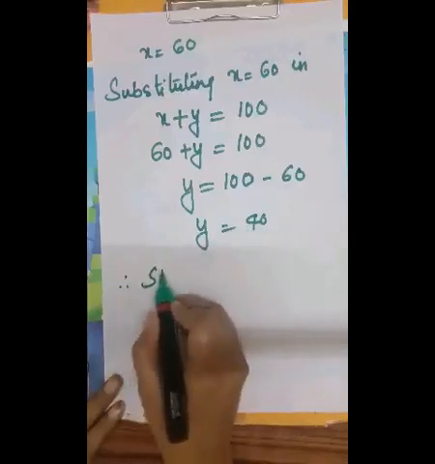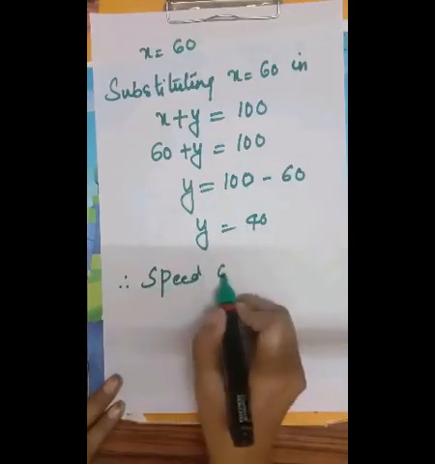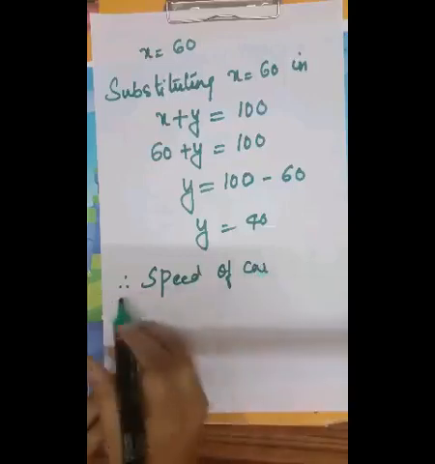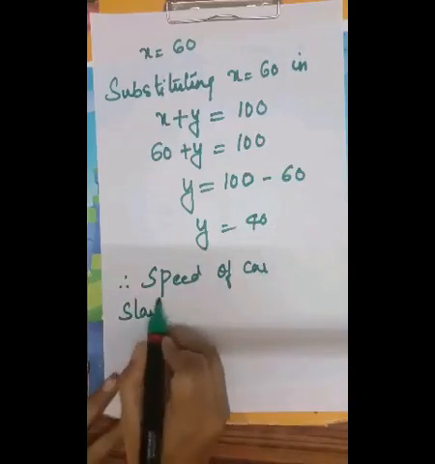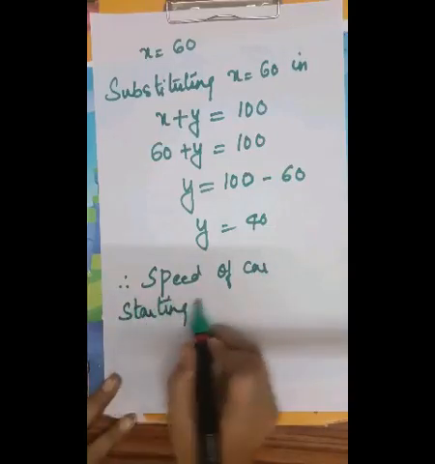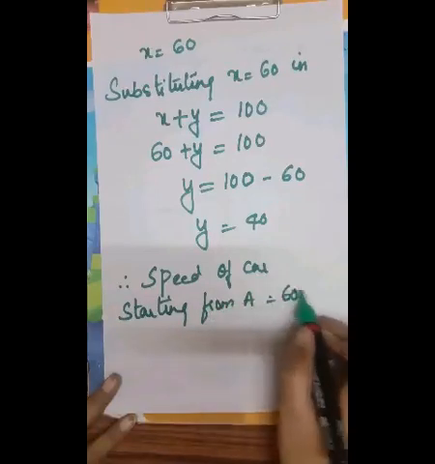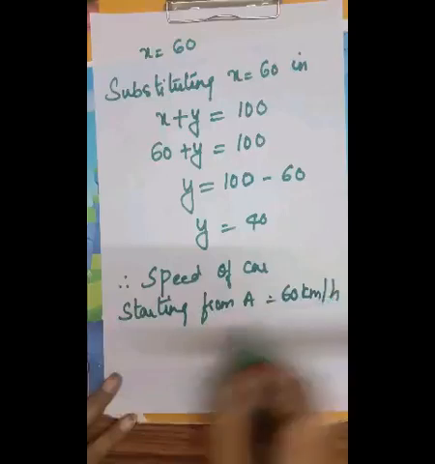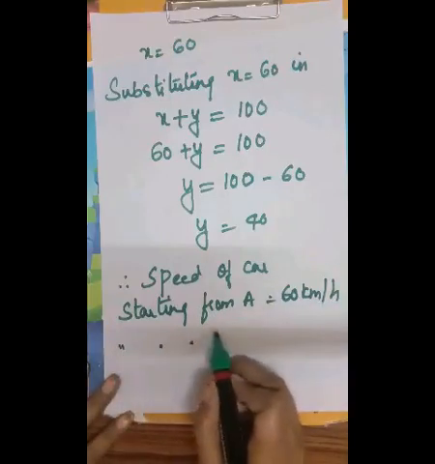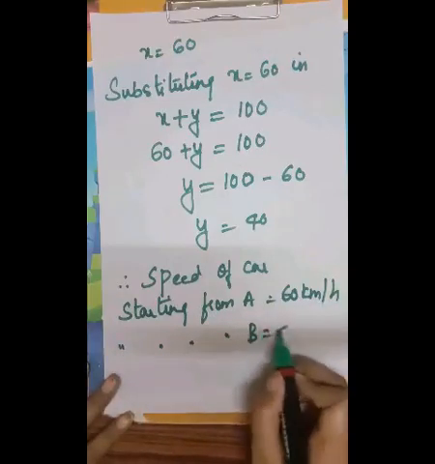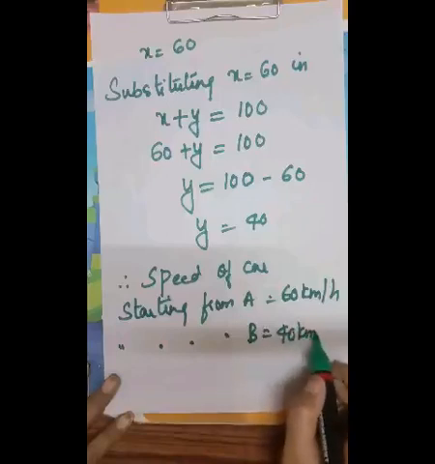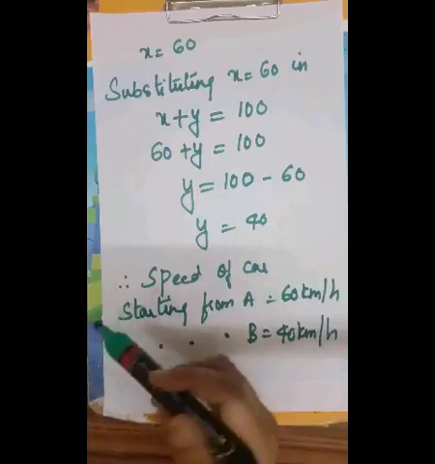Therefore, the speed of the car starting from A is how much? See, the conclusion is very, very important. The speed of the car starting from A is 60 kilometers per hour. Similarly, the speed of the car starting from B is how much? 40 kilometers per hour.